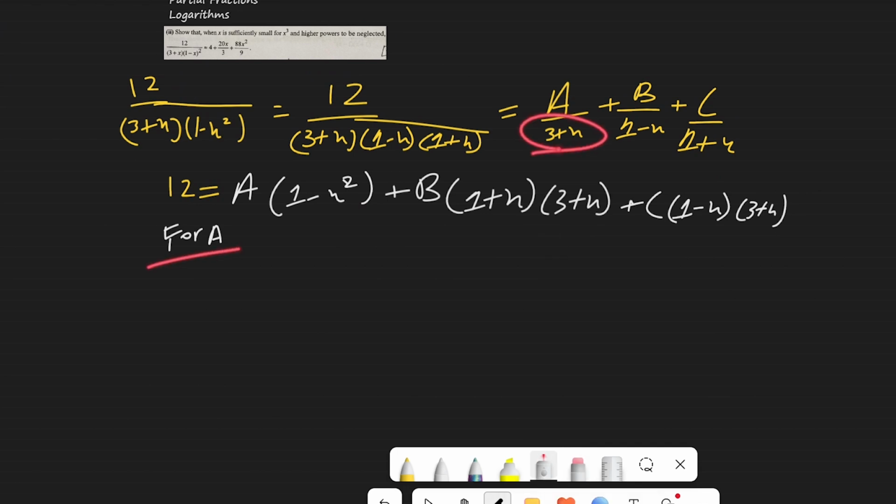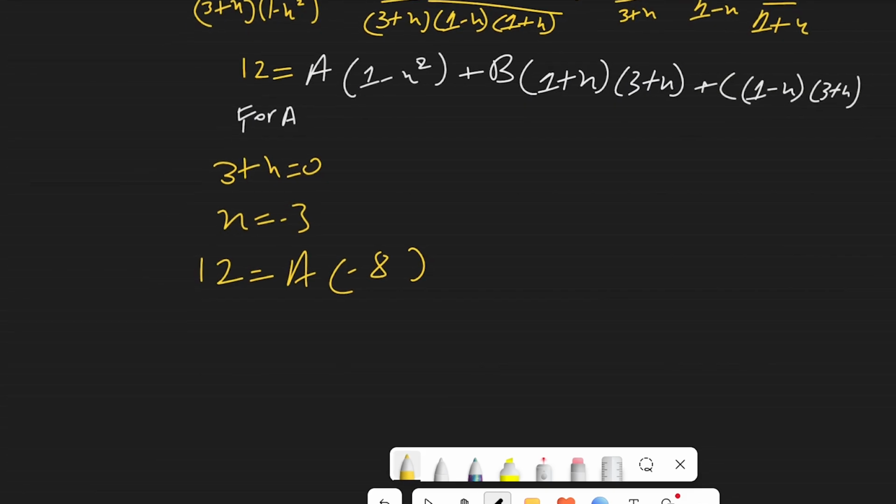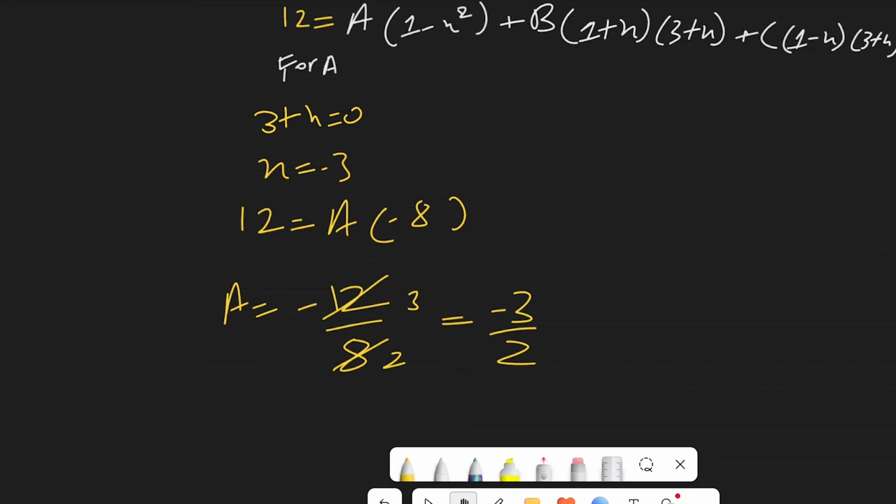We put this is equal to 0. The denominator of a in the previous step, 3 plus x would be equal to 0, x would be equal to minus 3. 12 would be equal to a into 1 minus 3 square, which would be positive 9. Okay, 1 minus 9 is minus 8. So that means that a would be equal to 12 over minus 8, which is minus 12 over 8, which if we divide this entire thing by 4, would be 2 and 3. This means that it would be minus 3 over 2.